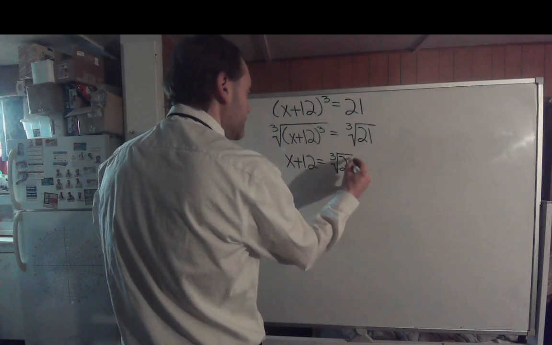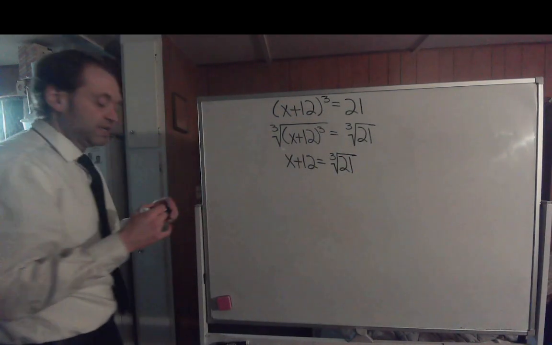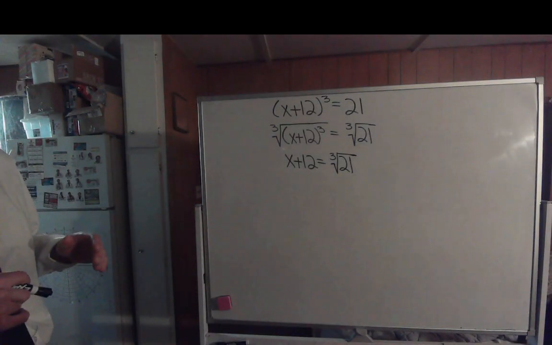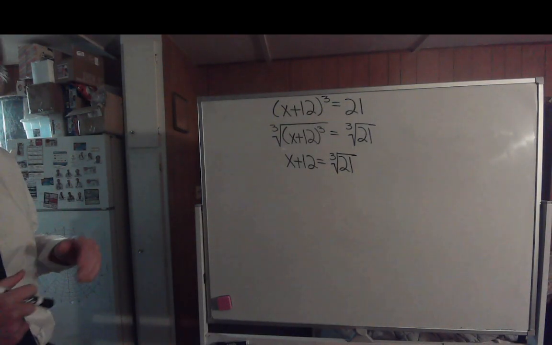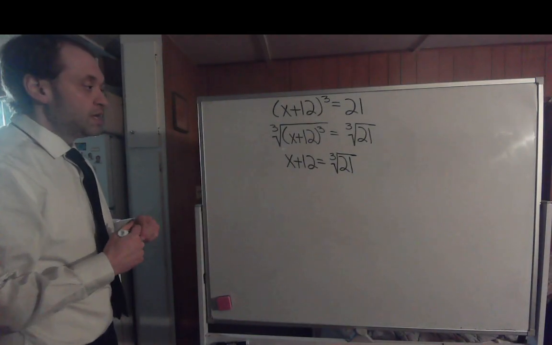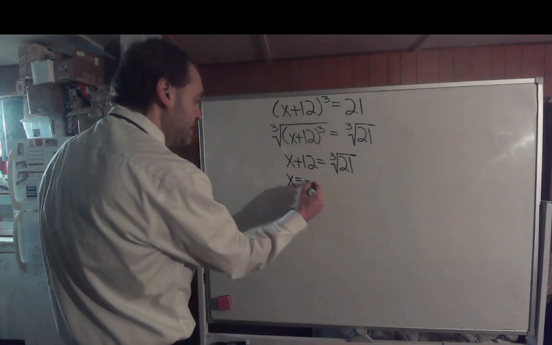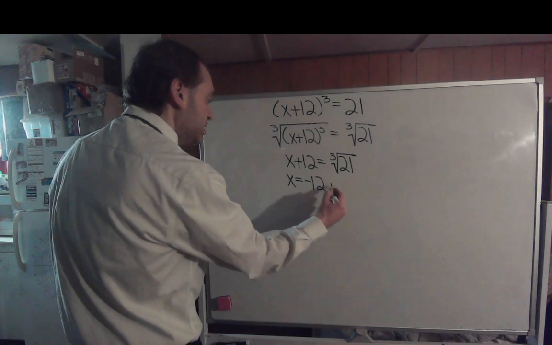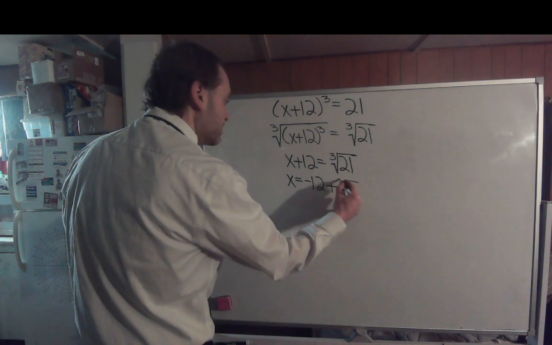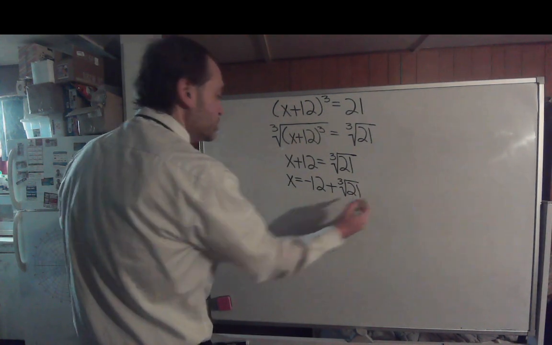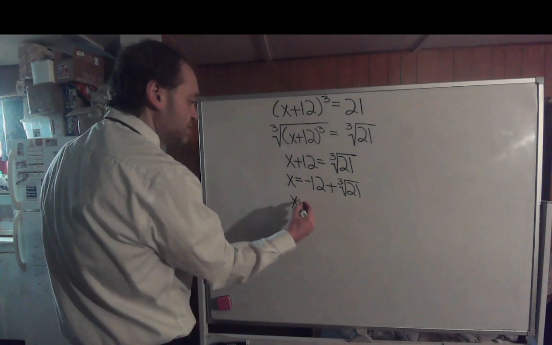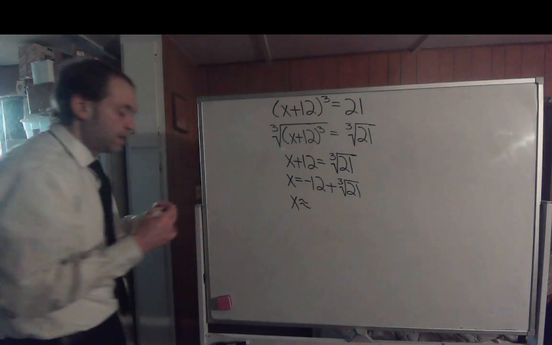And unfortunately, 21 doesn't break down evenly, nor do any of its factors. There's no perfect cube of any of the factors. So that means x would equal negative 12 plus the cube root of 21. That would be the exact solution, but if you're going for a decimal approximation, you can put that in too.